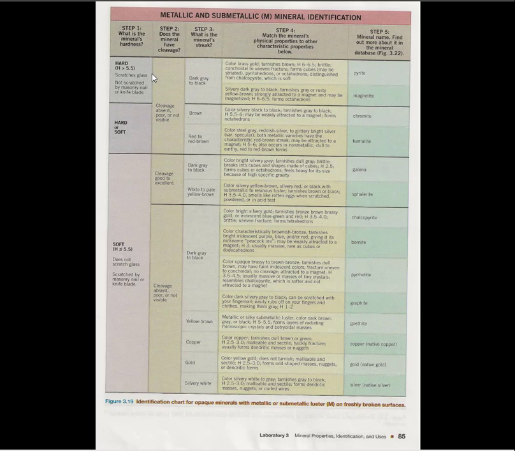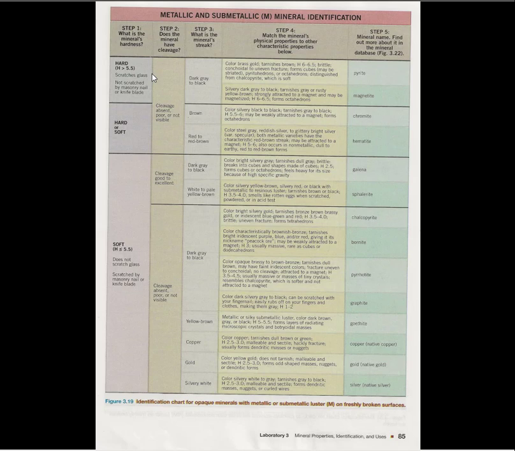Now remember that metallic versus non-metallic refers to the mineral property known as luster. And luster is the quality of the light that is reflected off of the mineral. Metallic luster means the mineral looks like polished metal. You dig it out of the ground, you wipe the dirt off of it, and it looks like highly polished metal.